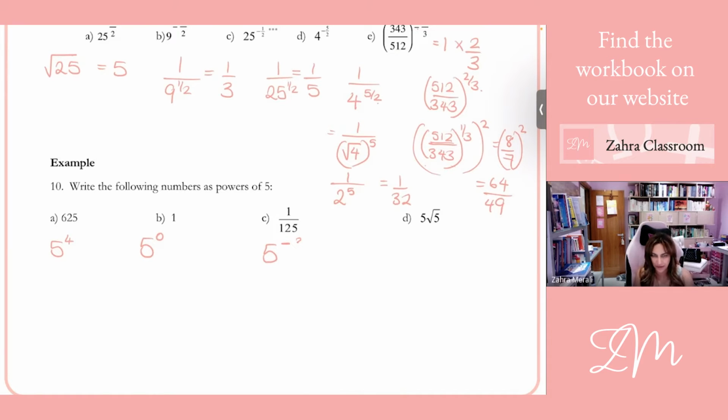Now, this is the same as, if I was to split this up, 5 to the power of 1 multiplied by the square root of 5, which I know is a half. Now, when we multiply, we add indices. So 1 plus a half. So we get 5 to the 3 over 2. So when you've got something weird like that, you've got to think about it and split it up. Okay.